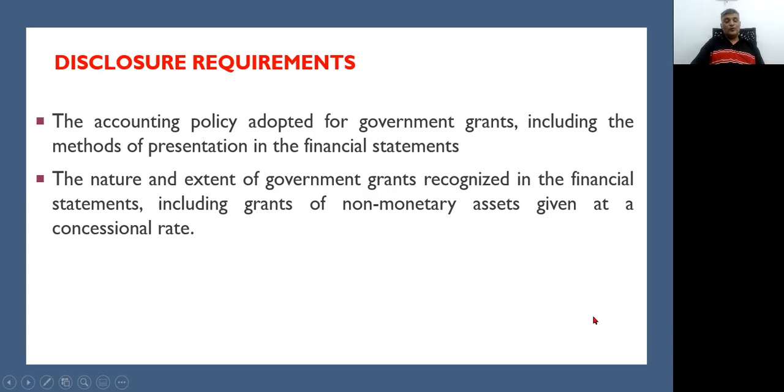Okay. So this is by far the accounting standard explanation for AS 12. And don't worry, we will back it up with a lot of problems, and time and again we will be revisiting the standard. Thank you.